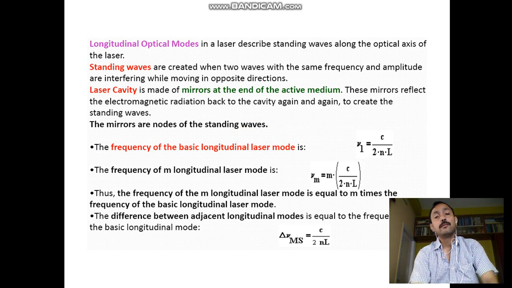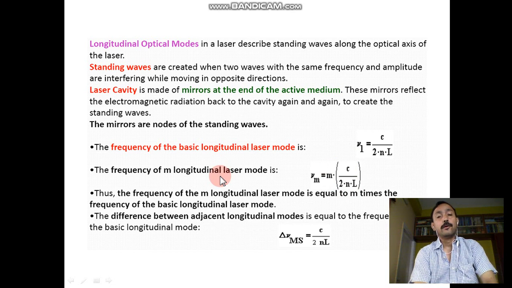The frequency of the basic longitudinal laser mode is ν1 = c/2nL. n is the refractive index of the active medium. L is the length of the optically active medium. The frequency of the m-th longitudinal laser mode is νm = mc/2nL. c represents the velocity of light.